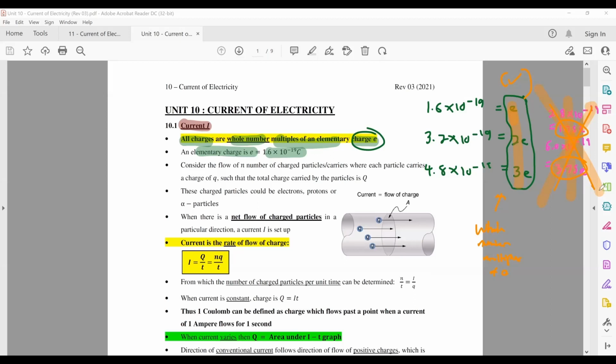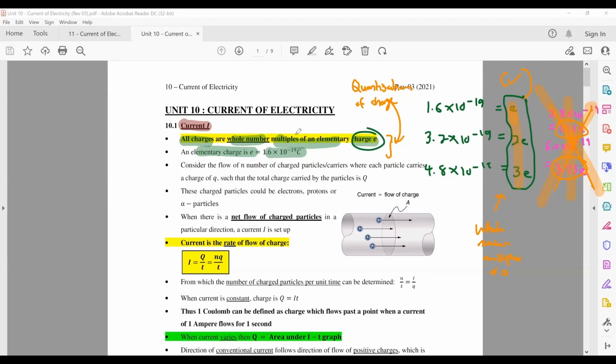This is what you will learn as quantization of charge. This is known as quantization of charge. Sometimes in your exam, they will ask you to explain what is meant by charge is quantized, or what is meant by quantization of charge.